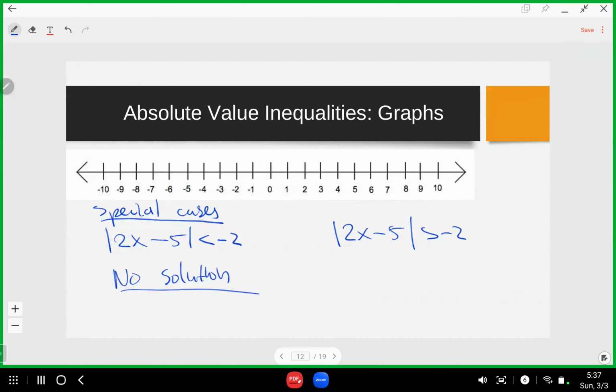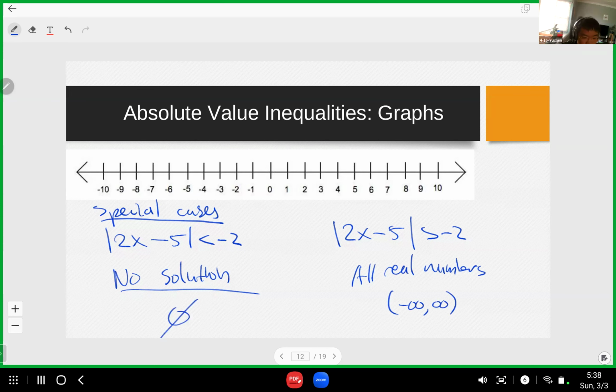Well, actually, an absolute value is always positive or 0, right? So that means it's always greater than negative 2. No matter what you plug into here, it is always greater than negative, which means, what is this? It is all solutions, all real numbers, okay? So here you can just say negative infinity to infinity. Here you can say empty set. This is undefined. Okay, very good.